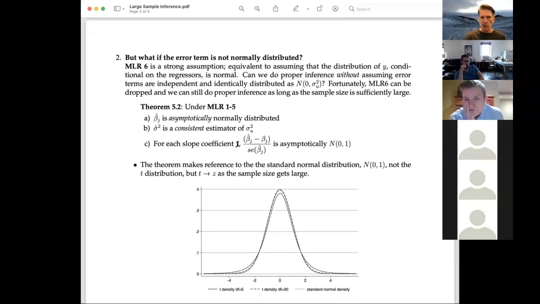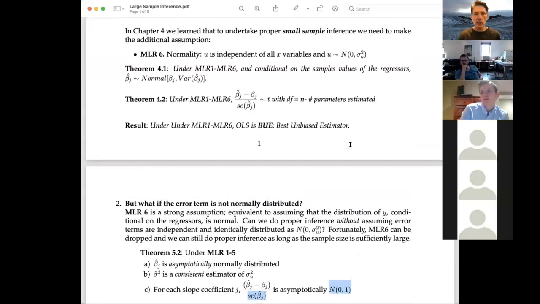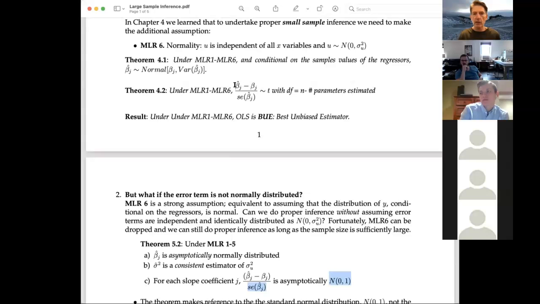And for each slope coefficient J, beta hat J minus beta J divided by the standard error of beta hat J is asymptotically standard normal. That is, expected value 0 and variance equal to 1. Make sure you see that's different than what we did here, because here we said beta hat J minus beta J divided by the standard error of beta hat J is T distributed. Of course that has an expected value of 0 as well, but a T distribution has more area in the tails.